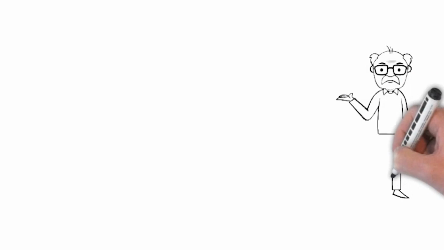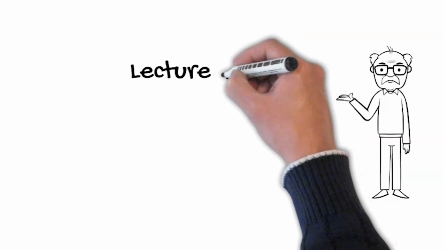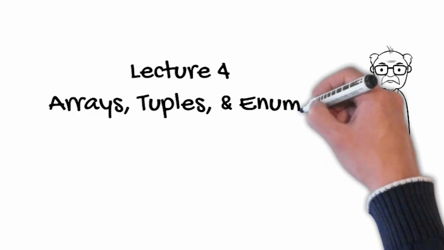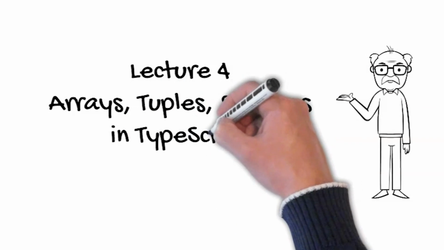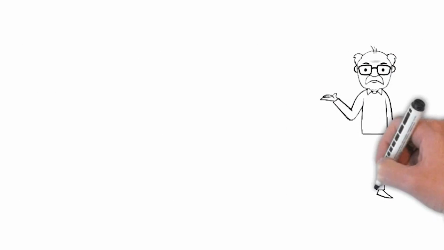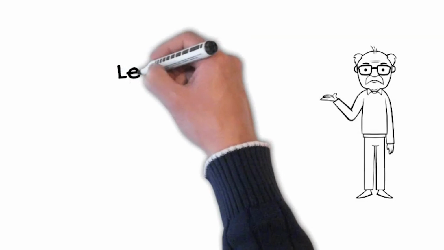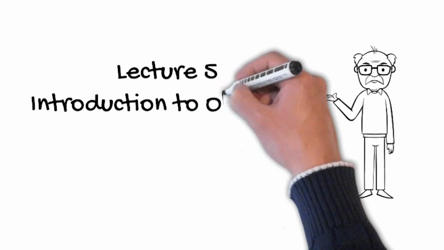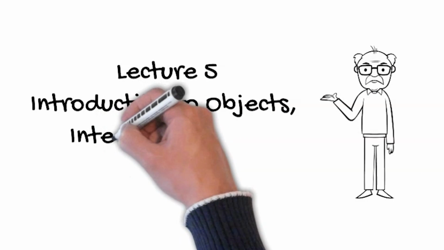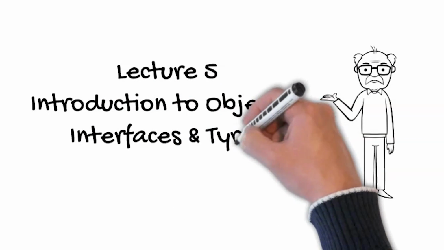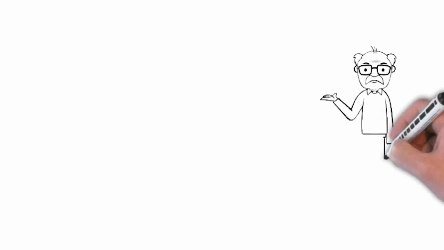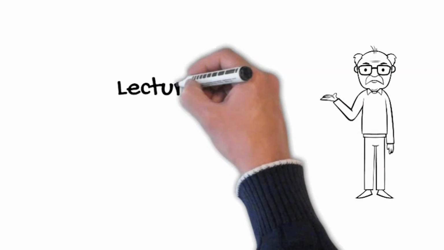In lecture 4, we will explore arrays, tuples, and enums in TypeScript, which will cover introduction to arrays, working with tuples and enums, and common array functions. In lecture 5, we will see introduction to objects, interfaces, and type alias. In this, we will understand objects and their properties, create and use interfaces, and see optional and read-only properties, and then type alias.